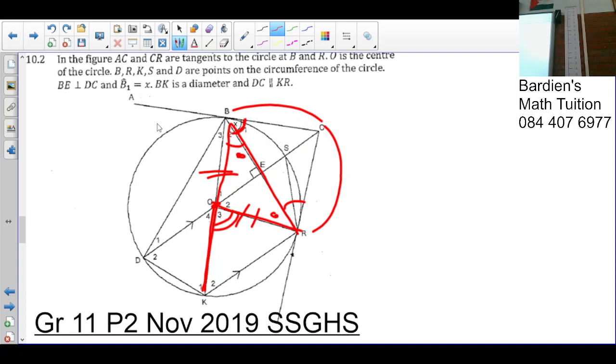Then we are told that BE is perpendicular. So if these lines are perpendicular from the center, then those lengths are equal. You see, anything is coming into play here. And why is that equal? Perpendicular from center to chord bisects the chord. Then we are told that BK is your diameter. So if this is your diameter, then that is 90 degrees, and that is 90 degrees there.